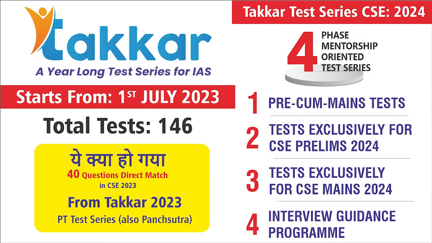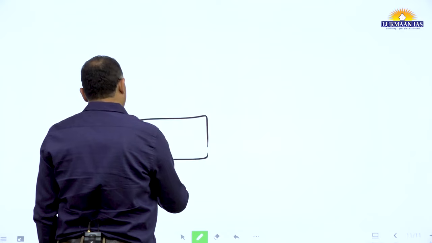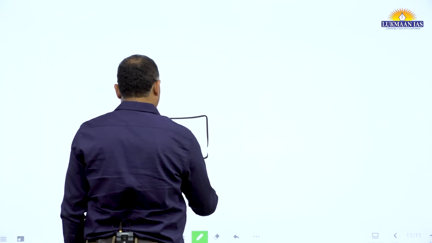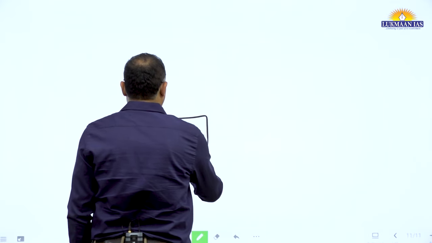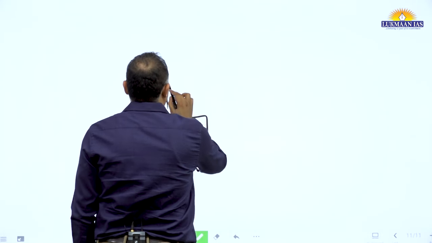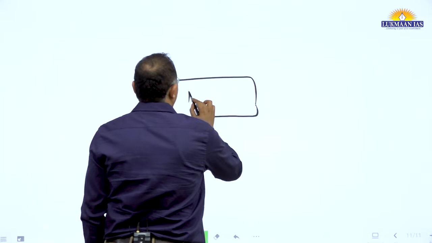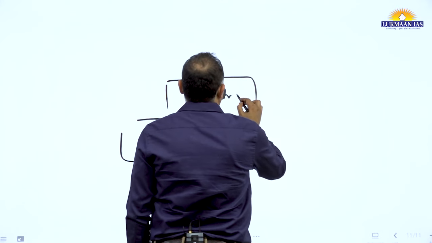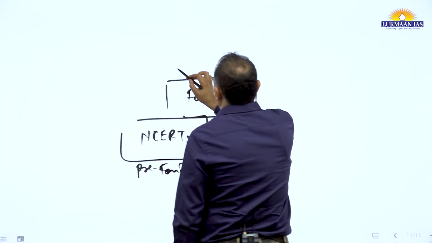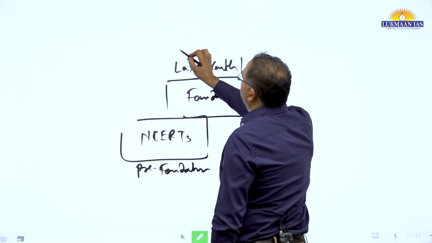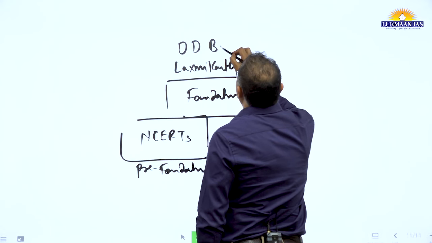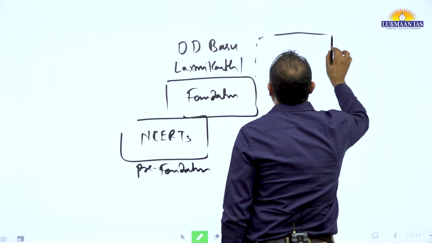As far as the approach is concerned, your approach would be like this. First is pre-foundation, which you will build through NCERT. Then it's foundation, which you will build through Lakshmikant, DD Basu. Then let's go further.